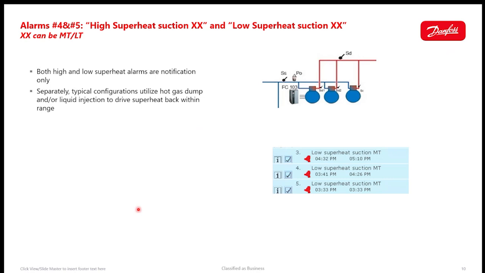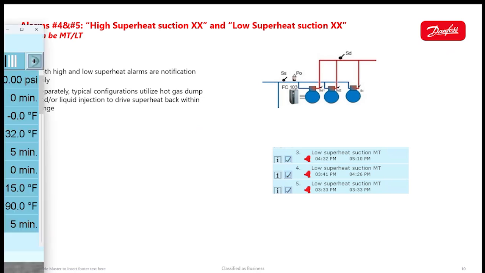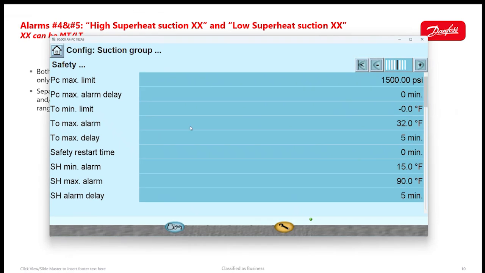Still on the suction side, superheat alarms are the next two that we could potentially see. So this can be high superheat or low superheat, and this can be both for the medium temp or low temp suction groups as well. Here, still on the same page where we had our TO min limit, further down in the configuration of that page, you have your two settings for superheat min alarm, max alarm, and then the alarm delay for either of those two.